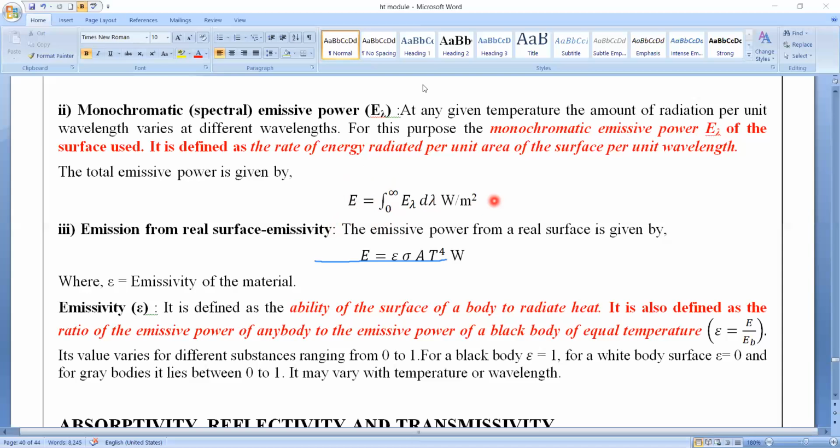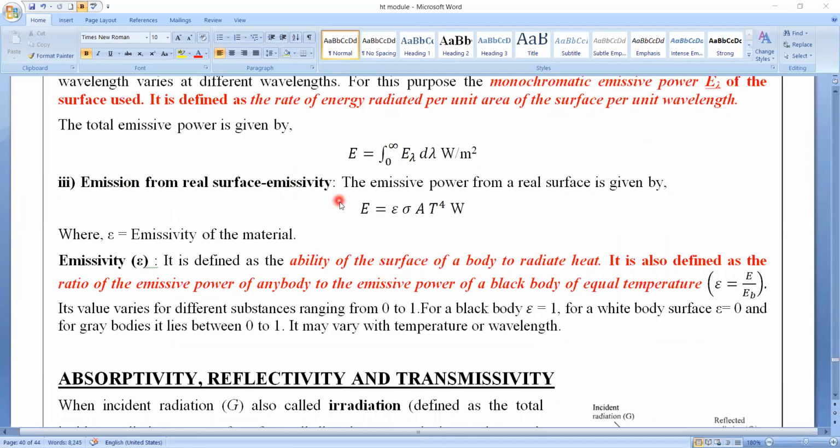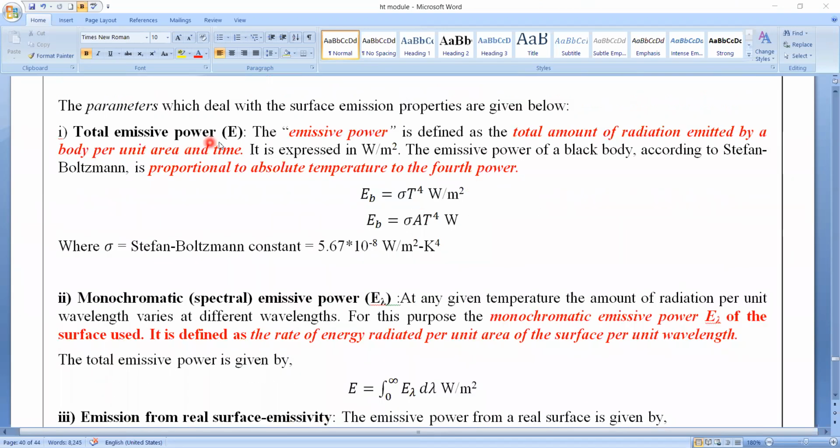Now the next very important thing is emission from the real surfaces, or emissivity. Remember students, in the total emissive power section, we have seen the emissive power of a black body. How does it vary? The emissive power of a black body varies with temperature with its fourth power. So the emissive power of the black body is proportional to the fourth power of the absolute temperature.